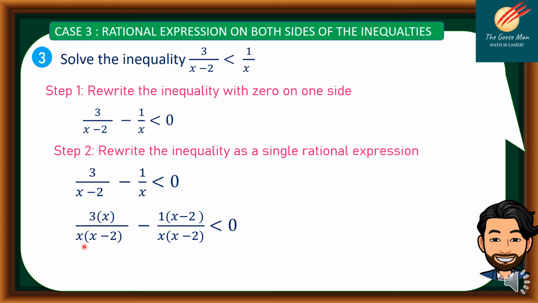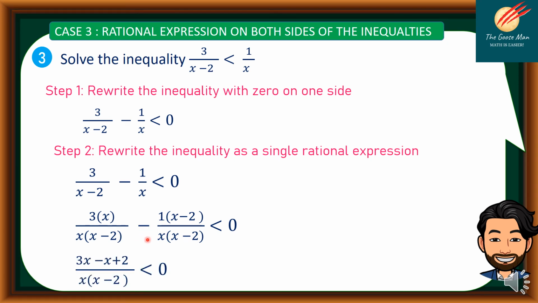So we have here x times (x minus 2) divided by (x minus 2). So that is equal to x times 3, the numerator, minus this expression. So again, x times (x minus 2) divided by x is equal to (x minus 2) times 1. So we have here, simplifying it further.